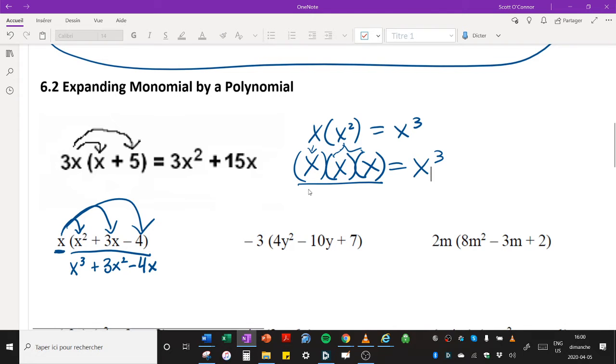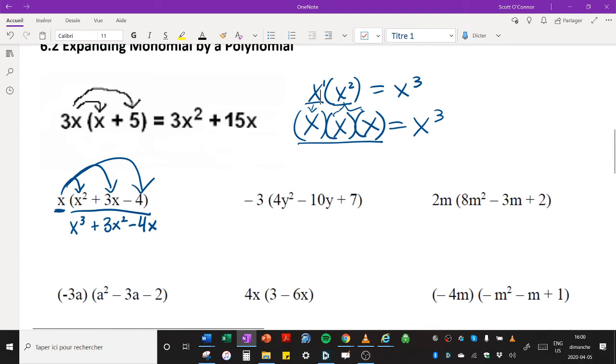Okay? So here we're multiplying powers with the same base. We can add the exponents. 1 plus 2 gave us 3. All right, so that covers that. Let's look at this next question, example question here.